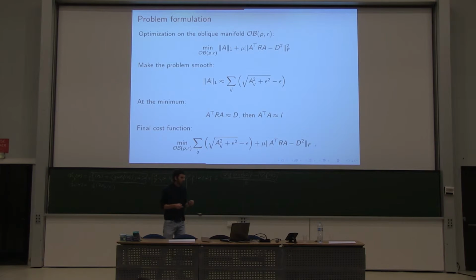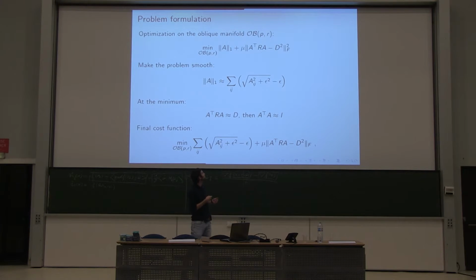So, in practice, this is the function that we found has some interesting properties, because this is an optimization on the oblique manifold. We define the oblique manifold as the manifold where the norm of each column is equal to 1. And so we try to find the loadings, on the oblique manifold, that minimize this cost function. This term is the sparsity term, and the other term is the term that makes sparse PCA as close to PCA as possible. And so mu is a parameter that defines the trade-off between the 2 terms.